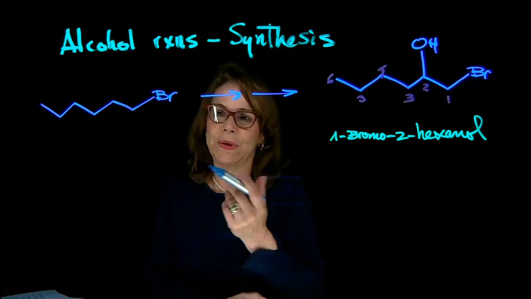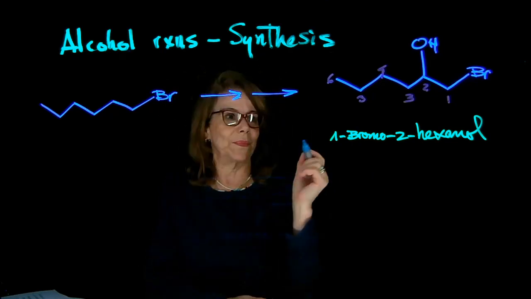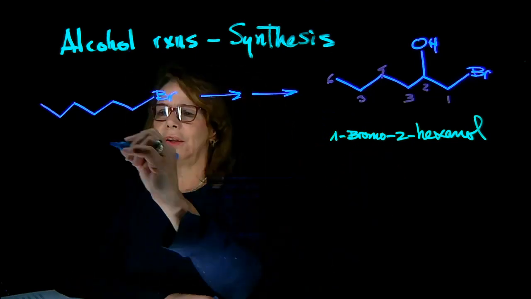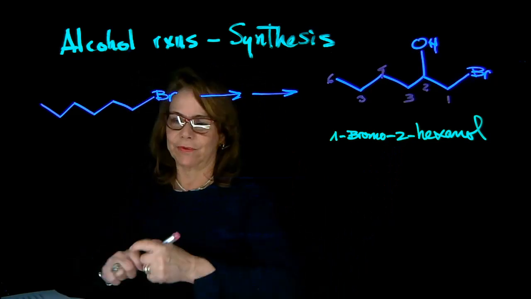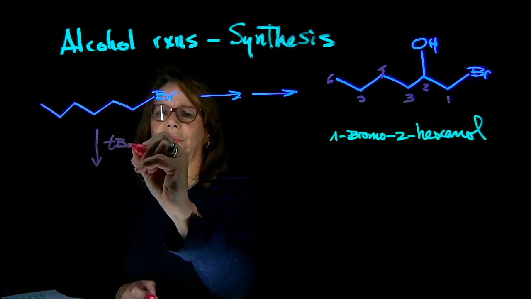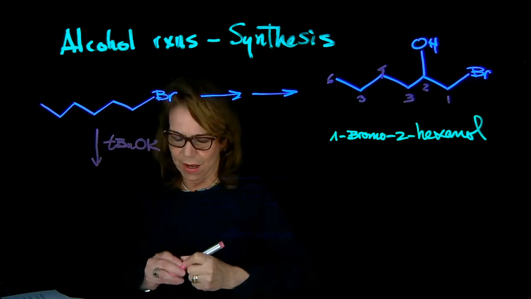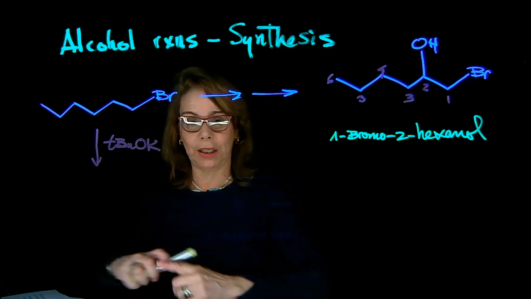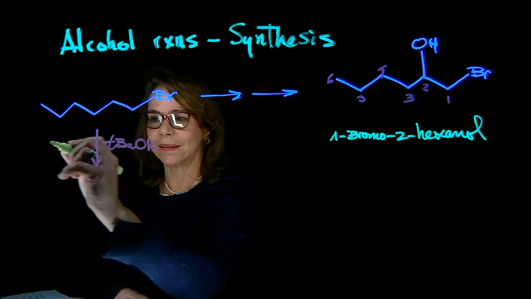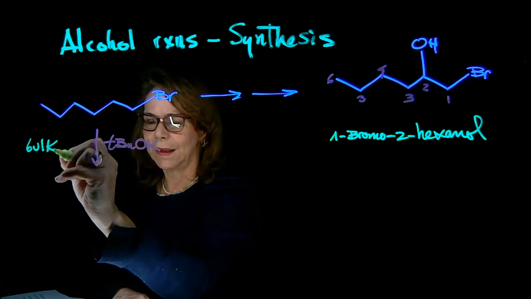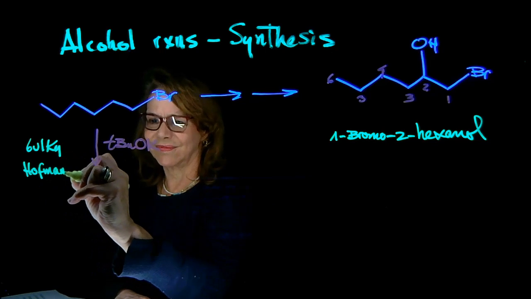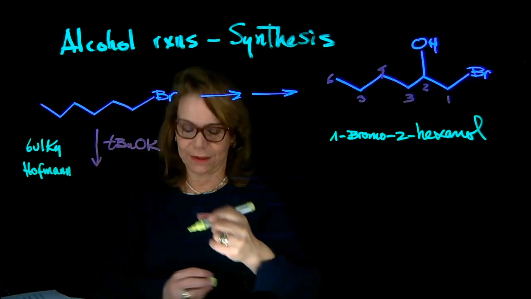Because as it is right now, we cannot introduce the OH. So if I do an elimination reaction, say that I use potassium tert-butoxide, and I'm choosing that because this is a bulky, very large base. So because it's bulky, it will favor the Hofmann elimination product, so a terminal alkene.